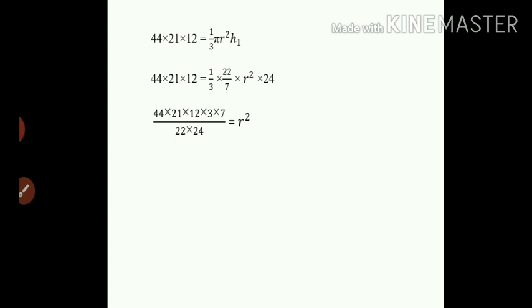So now when you simplify this in the easiest way, whichever is possible, you can see 12 and 24 you can cut, also 22 and 44. 22 1s are 22, 2s are 44, 12 1s are 12, 12 2s are 24. So in that way when you simplify you get r square as 441. So by taking square root, radius will be 21 centimeter.